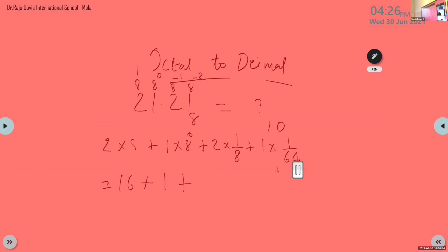How will we simplify this one? First we can cut this 2 with 8, so the value is 4. So 1 by 4. What is 1 by 4? It is 0.25. But here we have to calculate 1 by 64. Niranjan, what is 1 by 64?